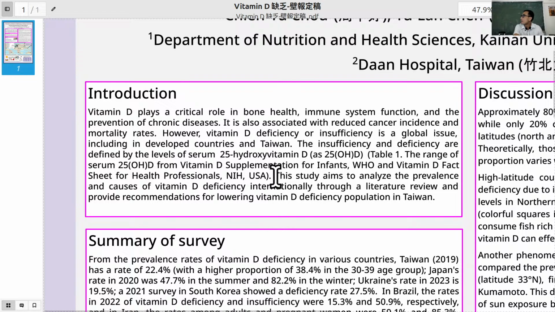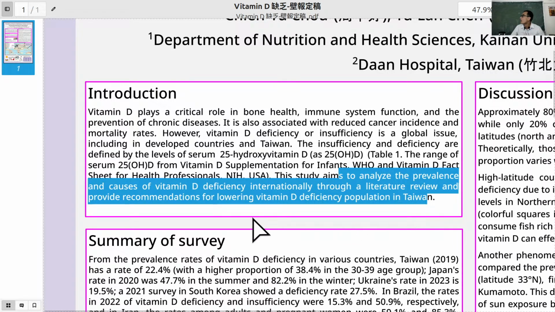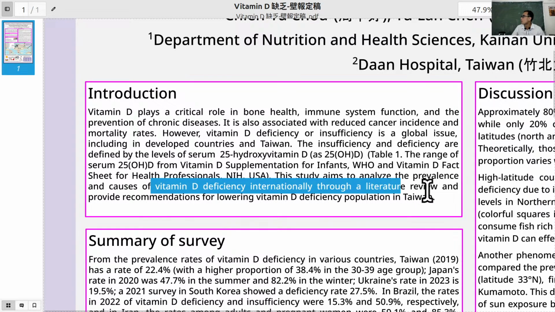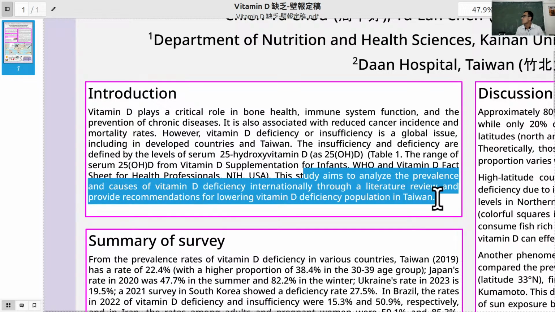And generally, there is a key term here. Generally, the last one or two sentences and the keyword here is used as a verb. Or you can use it as a noun. The aim of this study was to blah blah blah, and this study aimed to analyze the prevalence and causes of vitamin D deficiency internationally through a literature review, and provide recommendations for low vitamin D deficiency population in Taiwan. That's our purpose. That is our aims.